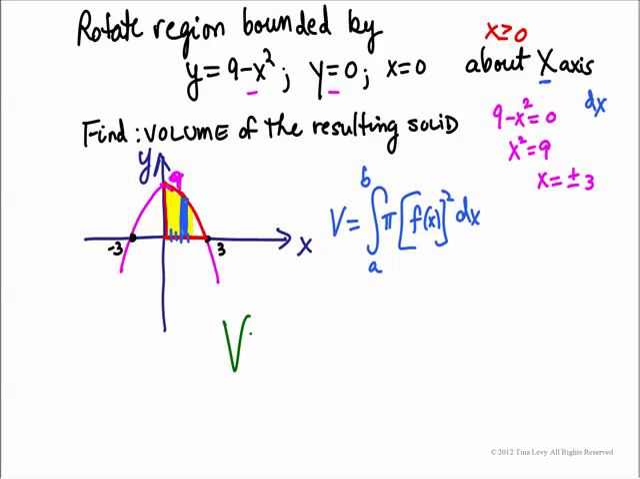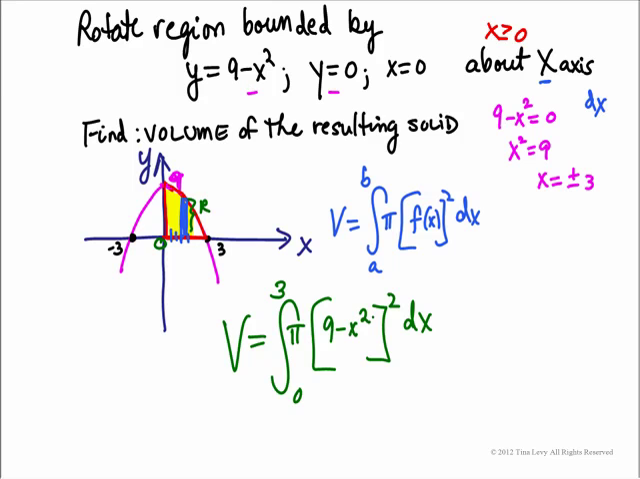So the volume for this will be the integral. We subdivided from 0 to 3. It's pi. And now, of course, the radius, which is the height of the function, is on the function 9 minus x squared. So pi times 9 minus x squared, squared dx. And at this point, all we have to do is FOIL the inside and go through and finish with antiderivatives.